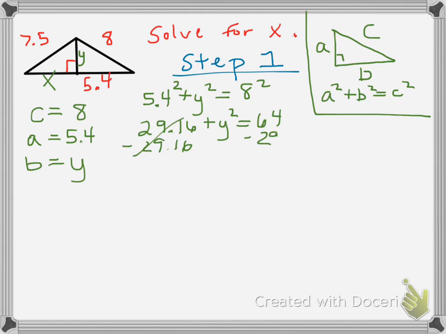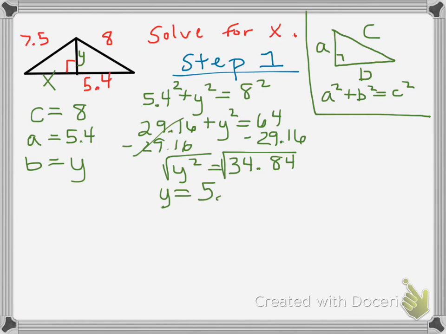Subtract 29.16 from both sides. I'm left with y squared equals 34.84. Take the square root of both sides. y equals 5.9.